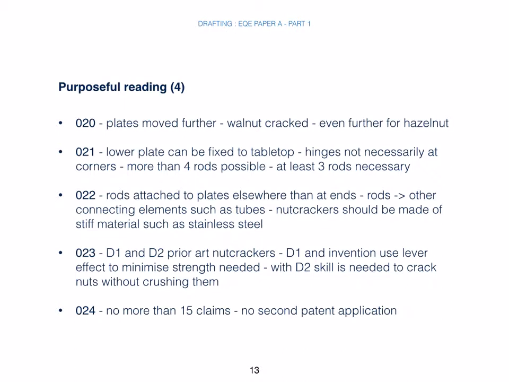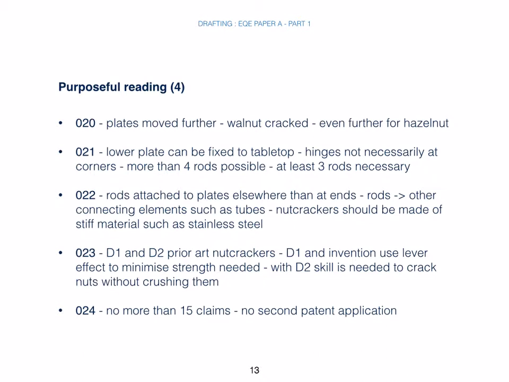So I noted the lower plate can be fixed to a tabletop, hinges not necessarily at corners, more than 4 rods possible, at least 3 rods necessary. And I go to the client's paragraph 22. In principle, in both examples of my invention, in other words, in all embodiments, the rods could be attached to the plates elsewhere than at their ends. For example, the rods could extend above the upper plate as a decorative feature.